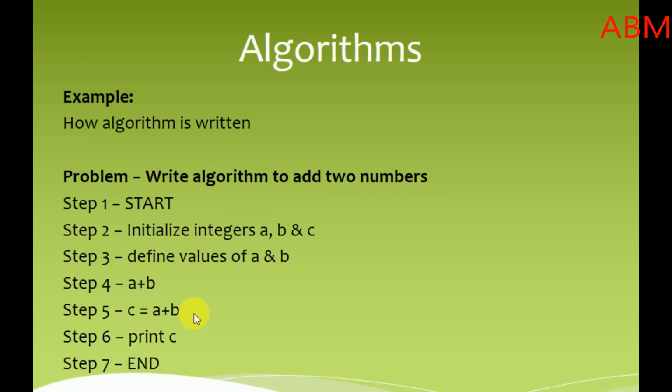During programming, you may use different languages, C, C Sharp, PHP, or any other language you want. By using this algorithm, you will be able to add these two numbers. But if you change the series of these steps, you will not be able to solve the issue. For example, if I move the initialization step to the end, or bring step number 3, defining the values of a and b, after c is equal to a plus b, you will not be able to solve the issue because there is no value in a and b.